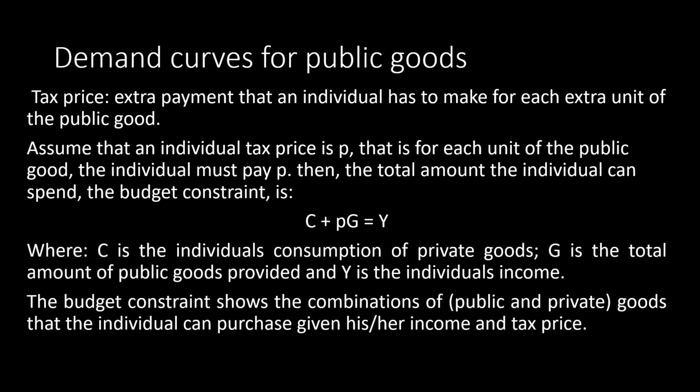The budget constraint shows the combination of private and public goods that an individual can purchase given his or her income and tax price.